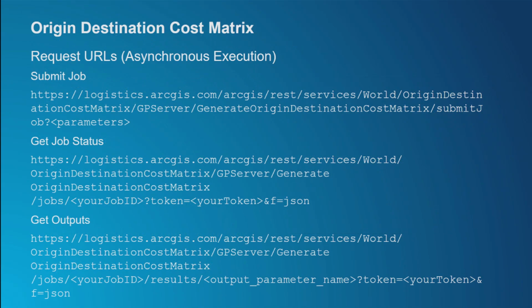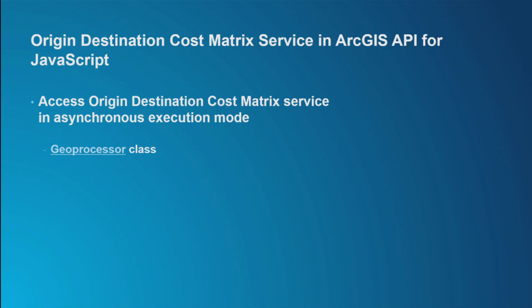Again, this also only supports asynchronous execution, because usually the execution time is greater than 60 seconds, and it follows the same execution pattern. Now, there is no widget to access this service, because most of the time it's used as a step to execute something else. So you go ahead and use the geoprocessor class in the JavaScript API to access this.